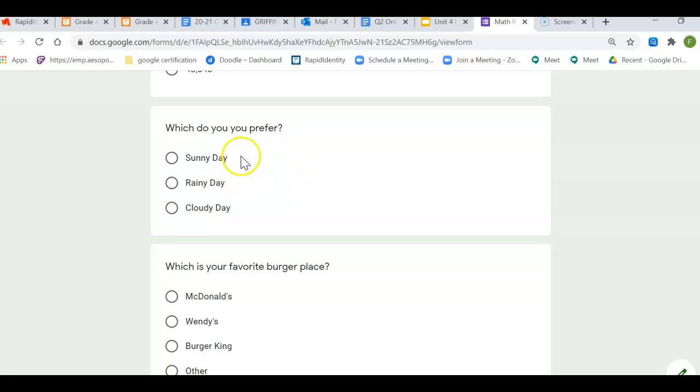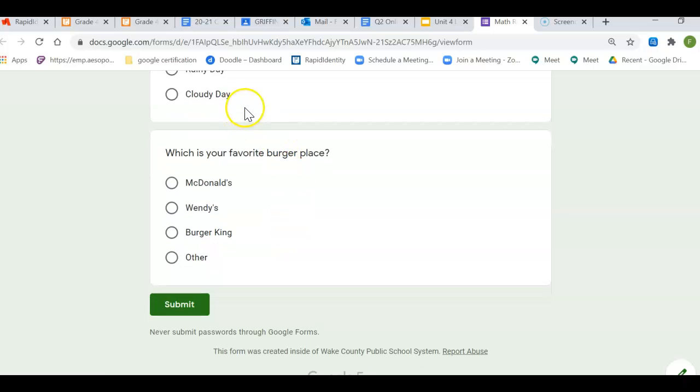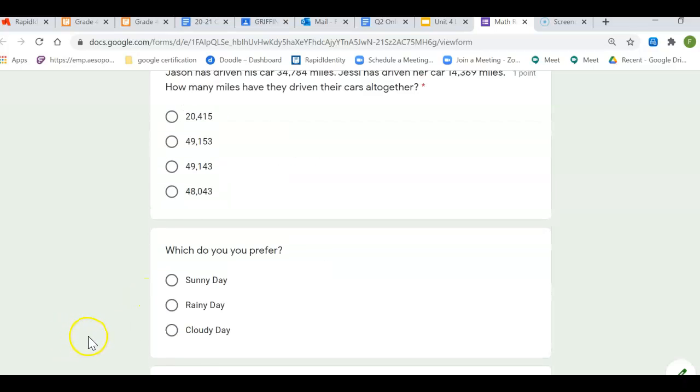Which do you prefer? Sunny day, rainy day, cloudy day? Click on the correct answer or whichever one you feel like you want to answer. And which is your favorite burger place. So make your favorite choice here. Once you finish, click on submit. Once you finish, go on and submit your document.